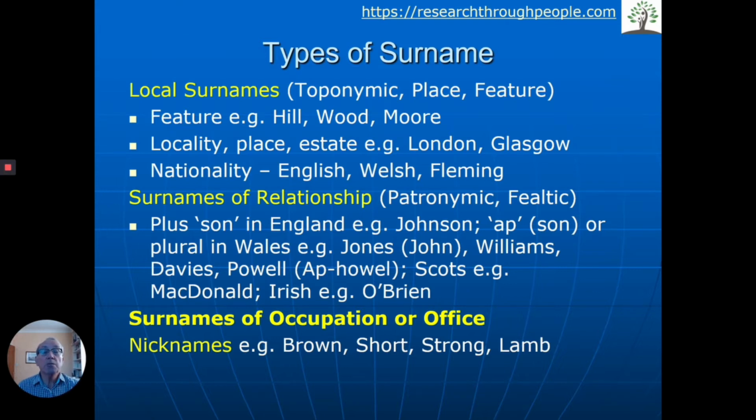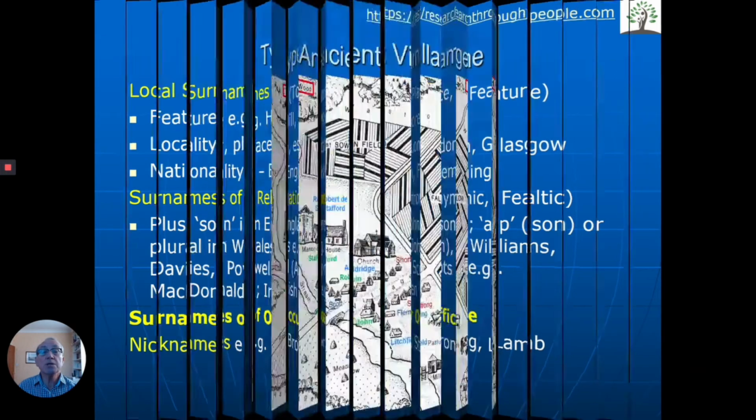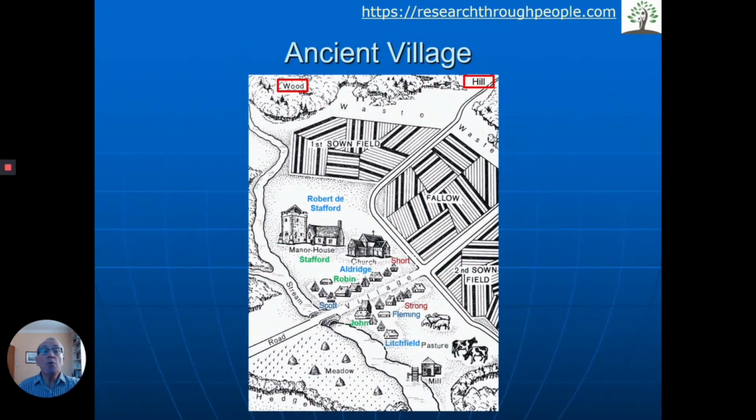The other main category, we'll make another video about, is nicknames, which may be as simple as the person was of brown complexion, was short, or whatever. Anyway, let's look at surnames of occupation in more detail. What we've been doing is imagining an ancient medieval village in the 12th, 13th century, etc., when there were no surnames. But surnames evolved, and people got given a surname that distinguished them from others.